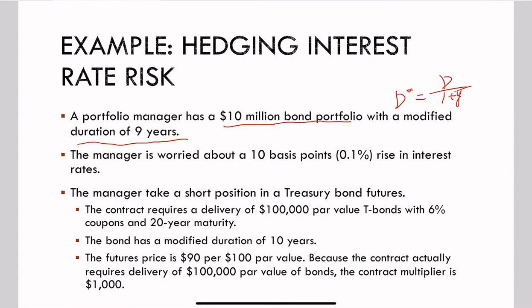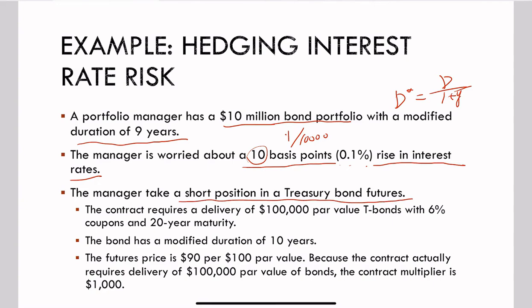And the manager is worried there could be a 10 basis points rise in interest rates. Well, we know that 1 basis point is 1 over 10,000. So 10 basis points represent 0.1% rise in interest rates. And now, to hedge against this interest rate risk, the manager can take a short position in a T-bond futures.